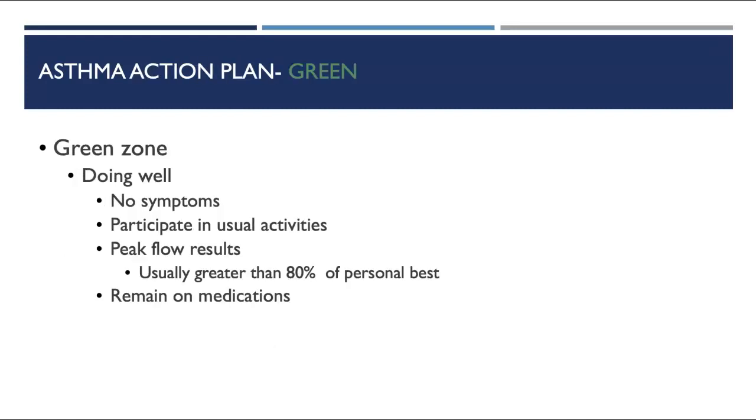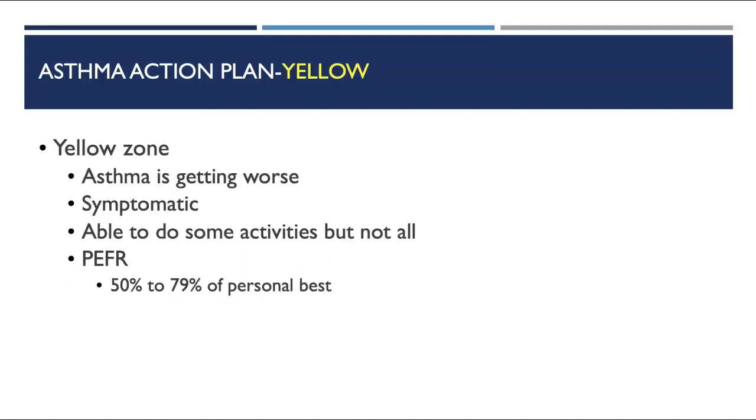So this is the same thing that we already did with that asthma action plan where we had the red, green, and yellow. And so this is green. Again, they don't have symptoms. Their peak flow is at least 80% or higher of their personal best, and they're just going to remain on the medications. Again, in the yellow zone, asthma is getting worse. They are symptomatic. They're able to do some activities, but not all. And their peak flow is going to be between 50 and 79% of personal best.